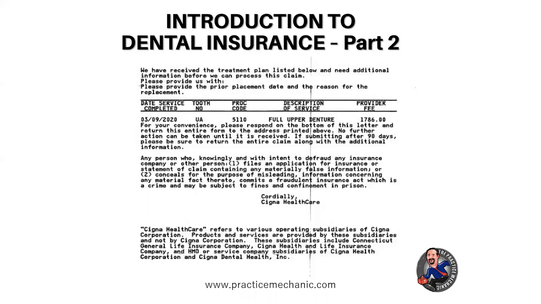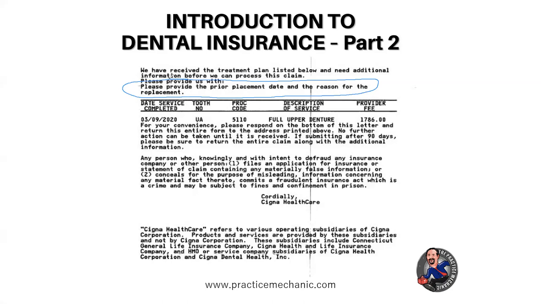This is huge. This represents, in some offices, a very large percentage of their outstanding insurance claims, and is something that you have to pay attention to. So in this case, we billed out for a full upper denture. They are looking for the date of prior placement and the reason for the replacement. Obviously, it was indicated on the claim form. Somebody indicated that this was a replacement prosthetic, but they never gave the date of the original placement, and they never gave the reason for the replacement being required.